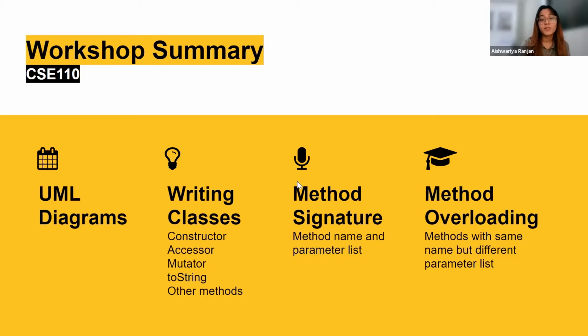Then we went over method signature, which is basically the method name and the parameter list. Parameter list only needs the data types. And then we went over method overloading. So overloading is basically the ability to write methods with the same name, but they could have different parameter lists.